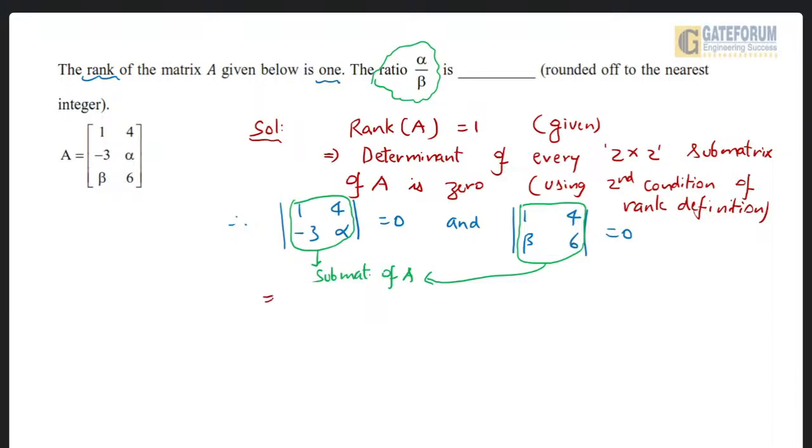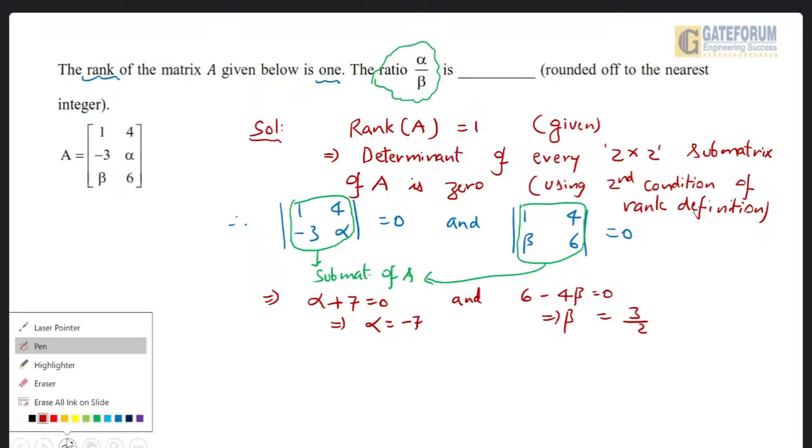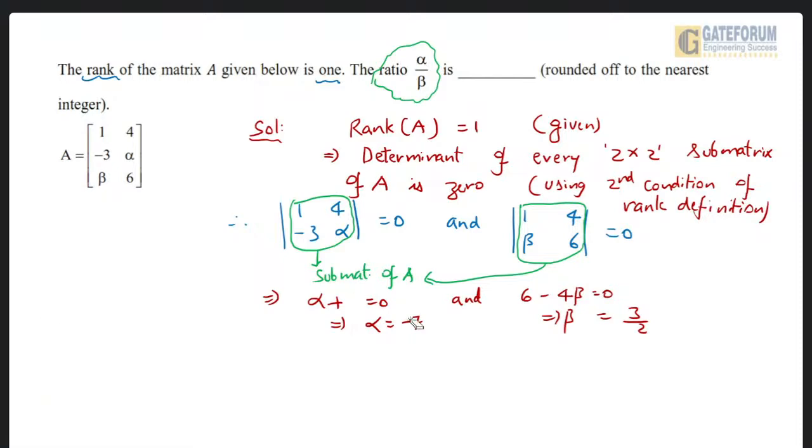Now, the determinant of [A B; C D] is AD minus BC, so you will be getting alpha plus 12 equals 0 and 6 minus 4 beta equals 0. From this, alpha is equal to minus 12. From this, beta is equal to 3 by 2. Oh, sorry, this is alpha plus 12: 4 into minus 3 is minus 12, minus of minus 12 is plus 12. Which implies alpha by beta is minus 12 divided by 3 by 2, that means minus 12 into 2 by 3. So this simplifies to minus 8.